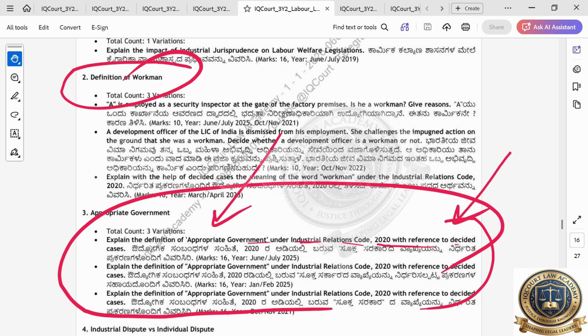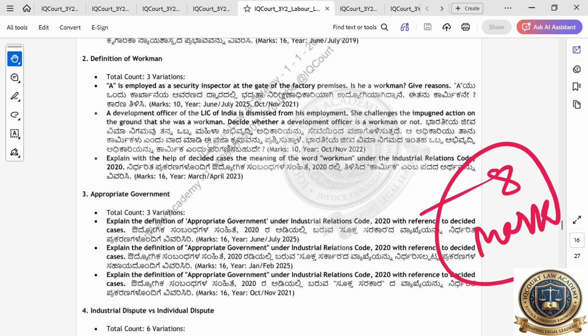That's it. Nothing else. Industries which come under central government will be regulated by central government. Industries which come under state government, like shops and all, will be regulated by state government. It's very simple. It's not a big deal. They may ask this question for 8 marks, not for 16 marks.